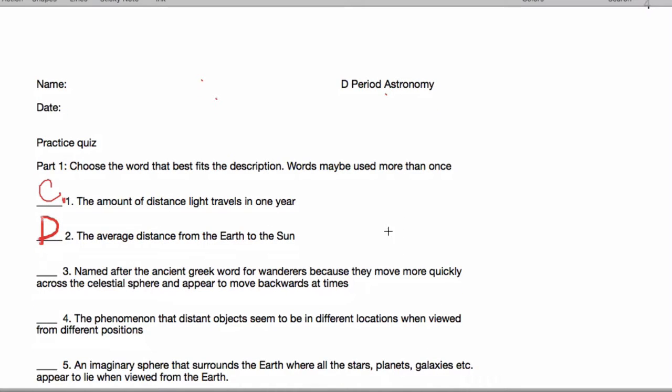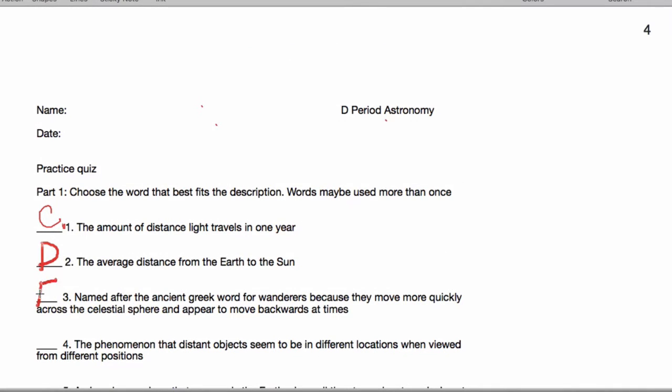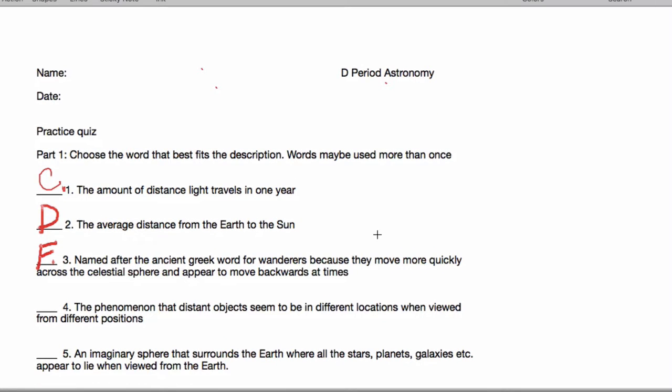Now, this word here was a bit convoluted in that it's not how we actually think of this word. Named after the ancient Greek word for wanderers, because these objects move quickly across the celestial sphere and appear to move backwards at certain times. So that's what they do, and that was actually why we came up with the word planet to describe them. It was related to the ancient Greek word for wandering, because they appeared to sort of wander across the sky, unlike the more or less fixed background of further away stars.